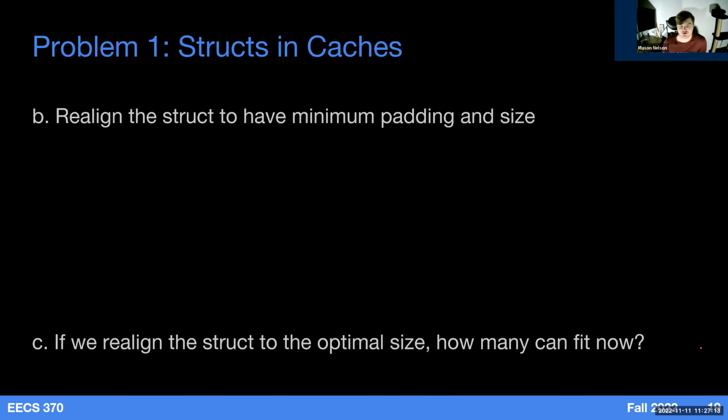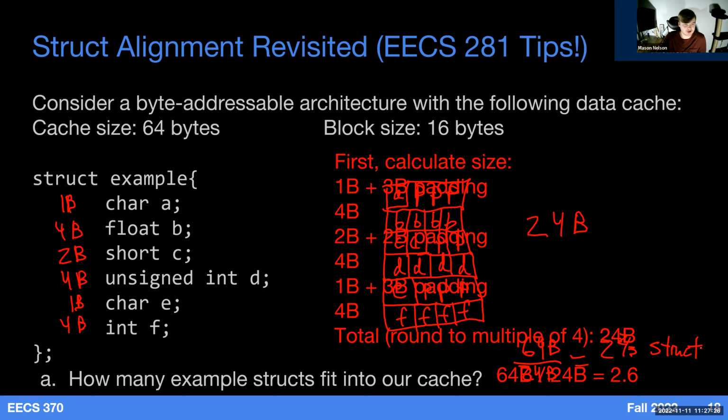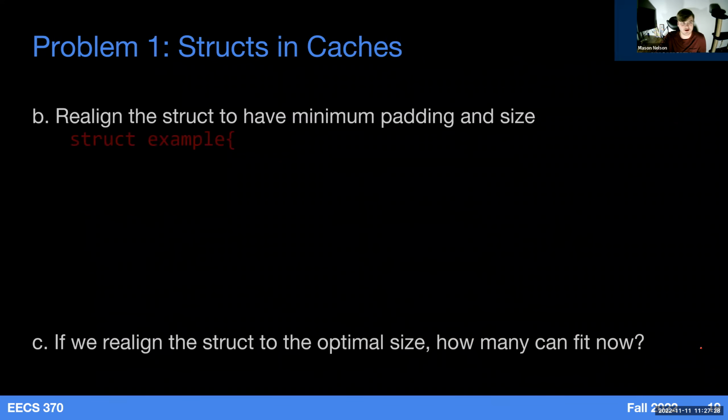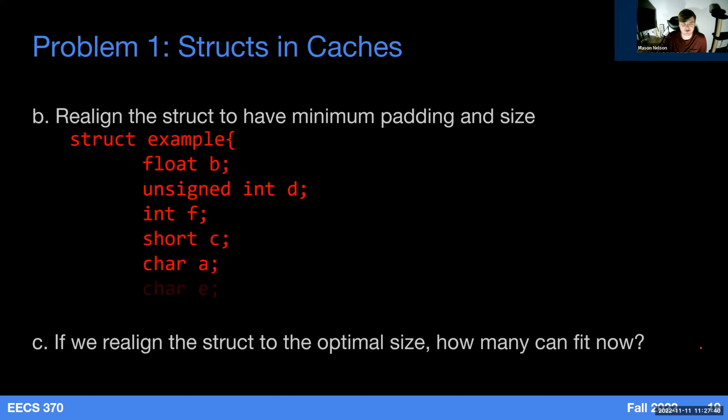First, let's go through the greedy algorithm that we did at the beginning of the semester, and let's realign our struct so that it has minimum padding and size. Remember, in order to do that, we can start with the largest type and then just work our way down. We can start with the 4-byte data types, our float, unsigned int, and regular, or signed, int. After that, we had a short, and then we had 2 characters. Let's look at what the size of this is now.